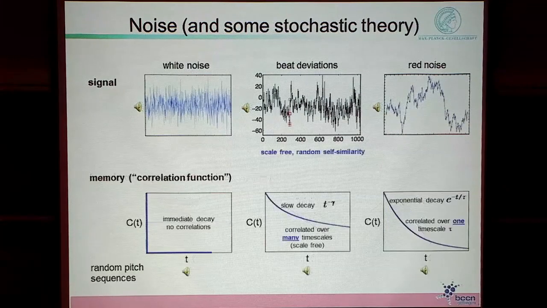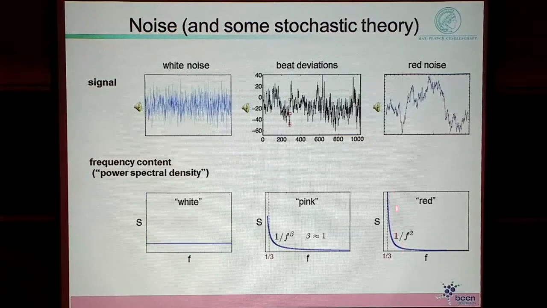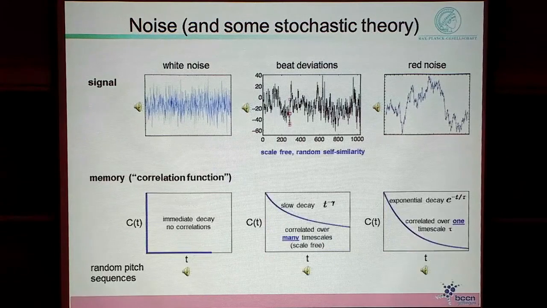And red noise can be defined by random numbers that have such a correlation function, and then in turn we would get such a frequency content. And our beat deviations are somewhat in between. They have inverse power laws with an exponent close to 1 instead of close to 2. Okay, so I hope I made clear what this correlation function means, and that you can actually see it here in the signal.